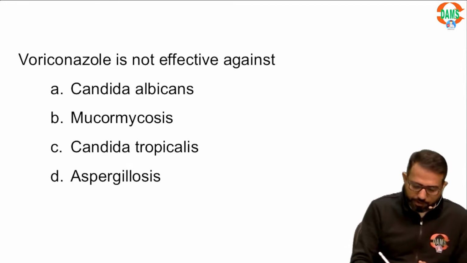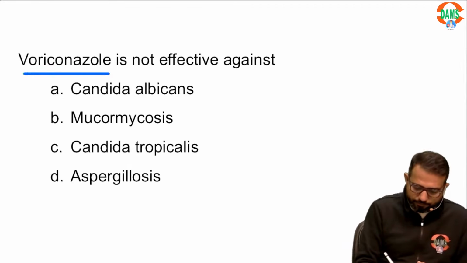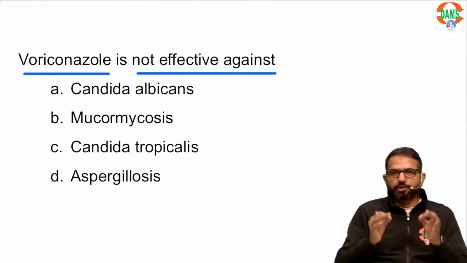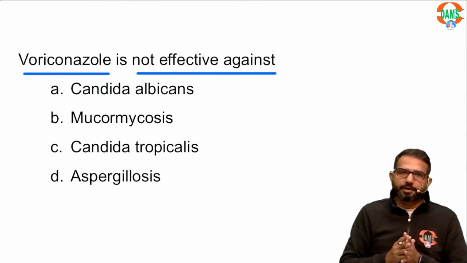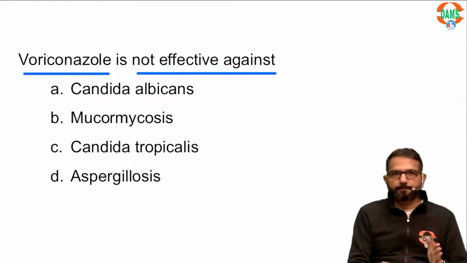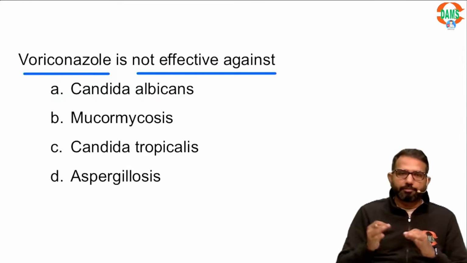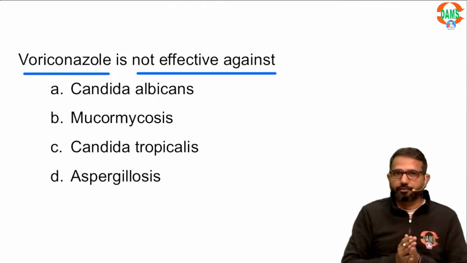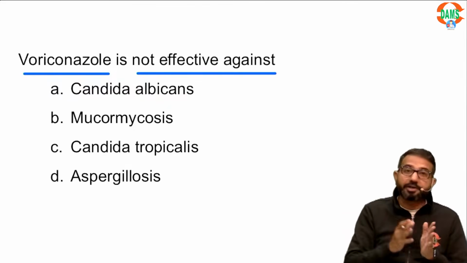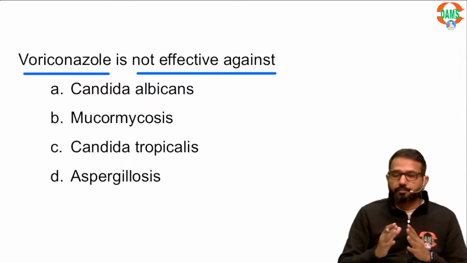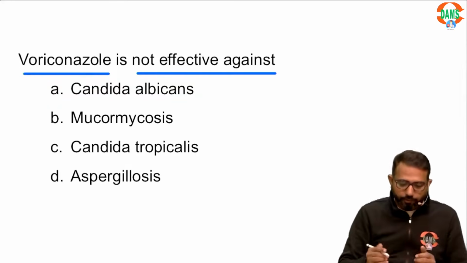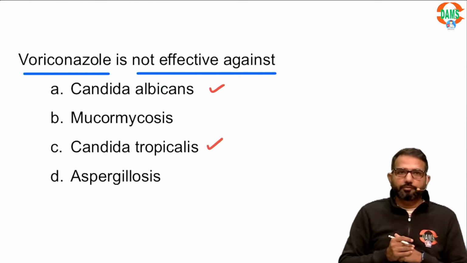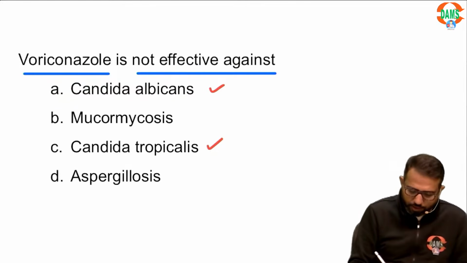Voriconazole is not effective against which infection? Voriconazole is one of the antifungal drugs. Candida albicans, mucormycosis, Candida tropicalis or aspergillosis, where is it not effective? Remember, voriconazole is one of the important azoles, and azoles have a very good spectrum. For Candida, they are wonderful. For aspergillosis, wonderful. It is the drug of choice in aspergillosis.